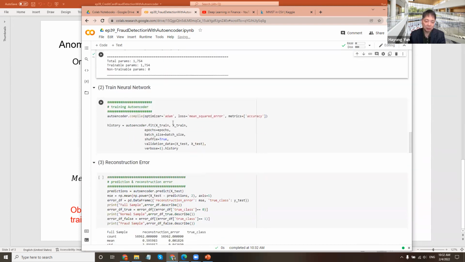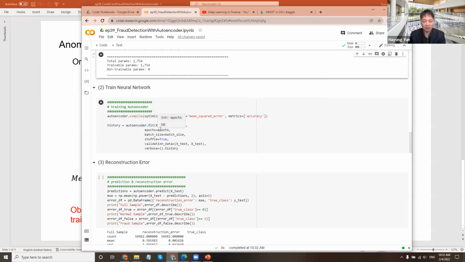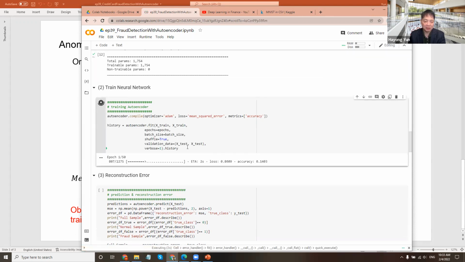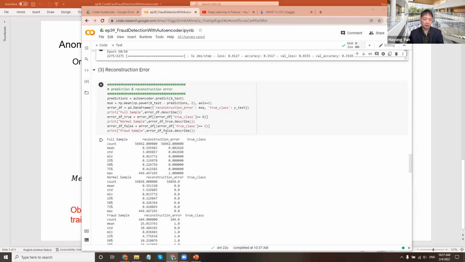Let's train the neural network. Remember that we're only going to use the normal transactions, and the autoencoder takes X_train as input and the target output is also X_train. So let's do that. It's going to take a while. Let's come back when we're done. Okay, it's done training, all 50 epochs. Let's see the reconstruction error.